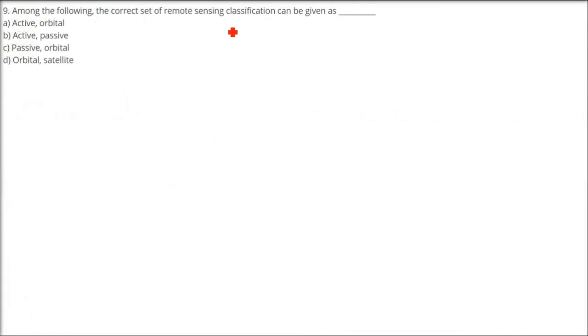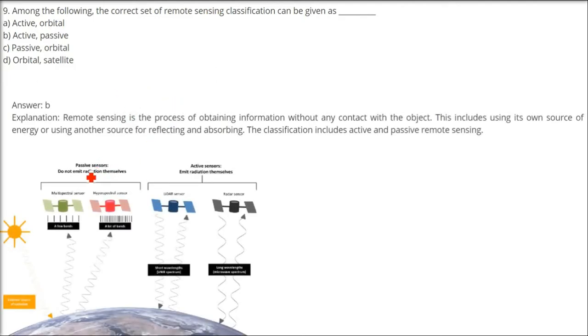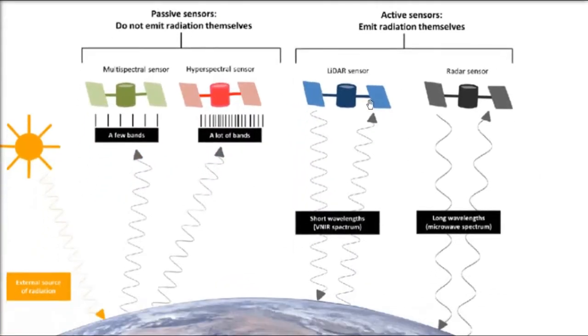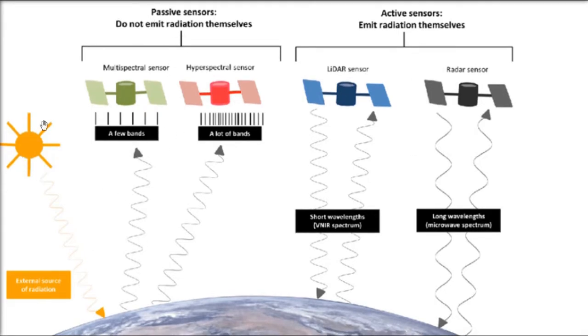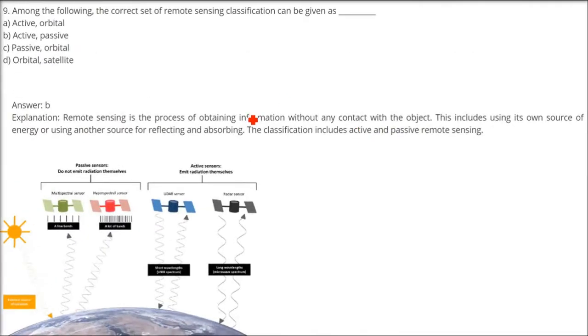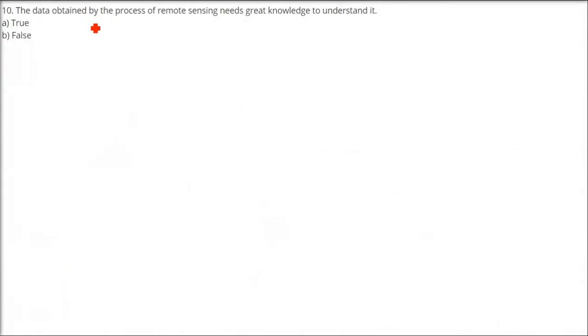Among the following, the correct set of remote sensing classification can be given as. So remote sensing, how do you classify it? We already saw the data classification initially. The basic one is active and passive remote sensing. Active will send its own, it has its own source of sending the data and a way of sensing the data. Passive will only take it and does not send anything. For example, a passive sensor will normally take the external source of radiation, which is the sun. If you see here, multispectral and hyperspectral are taking the passive way. The answer is B.